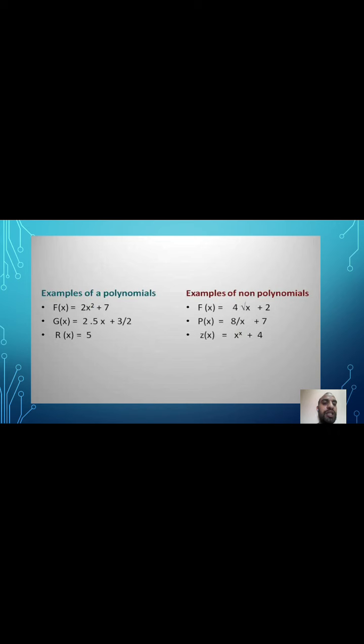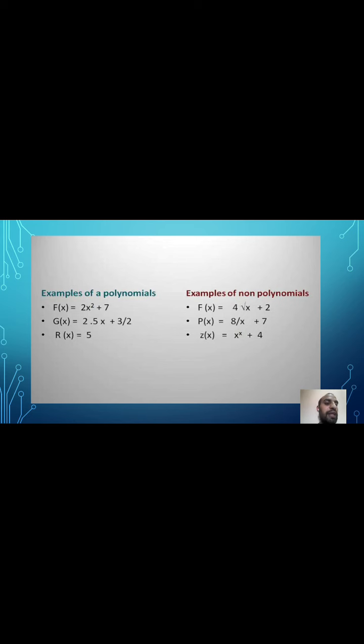So you can see the second case, 2.5x plus 3 upon 2. Here x power is 1. In the last case, r(x) equals 5. This is also a polynomial, even though there is no variable. How I can write this, I will tell you later.